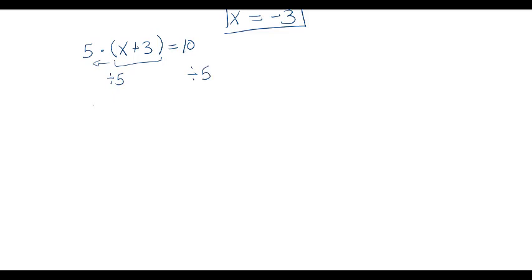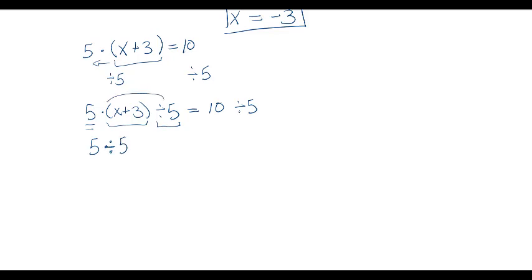Okay, so we have 5 times x plus 3 divided by 5 equals 10 divided by 5. So now on the left we have our 5. We have x plus 3, right, multiplying, and then we have divide by 5. So we can move things around a little bit, right? We have the commutative law. So we have 5 divided by 5, I'm moving this one over there, times x plus 3 equals 10 divided by 5, which is exactly 2.